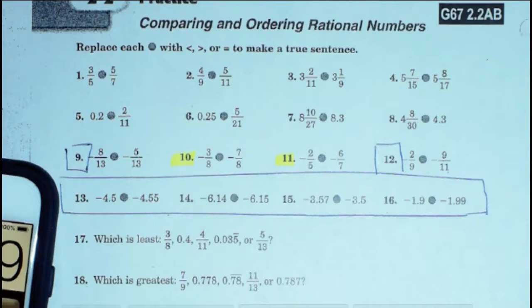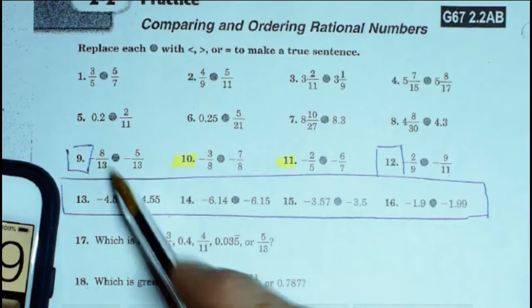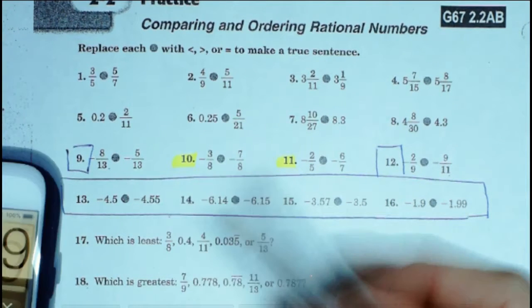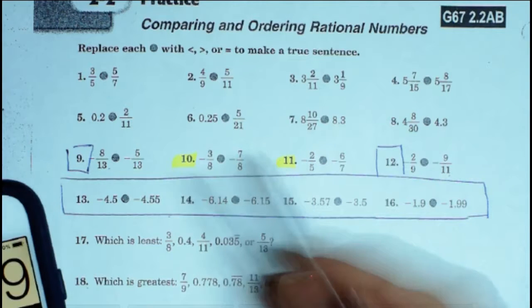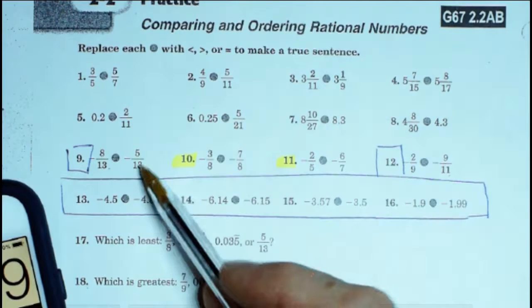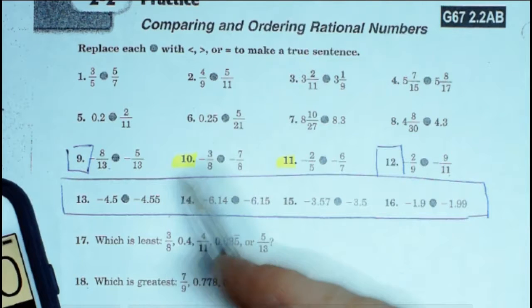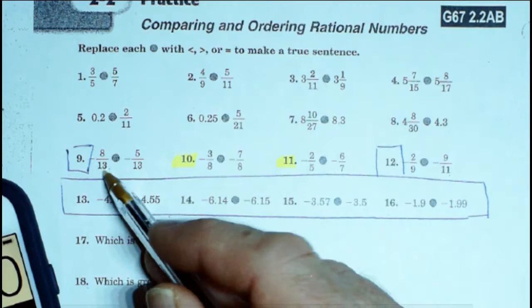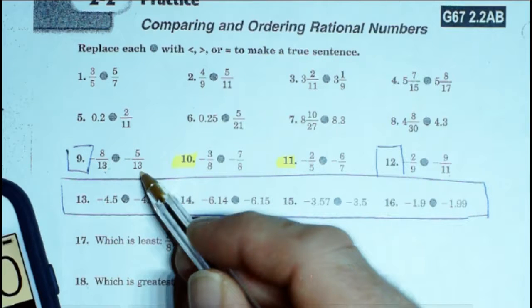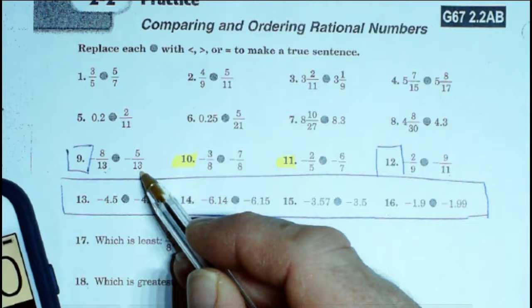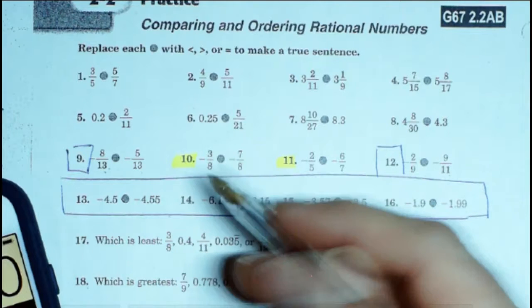This is ordering and comparing rational numbers with lots of negatives here. So let's take a look at the negatives. We've got 8/13, negative 8/13, and we're comparing that in an inequality to negative 5/13. Well, I got my calculator ready here, but really we can take a look at negative 8/13 and negative 5/13. These guys have the same denominator. So which one of these is larger? That's what we want to know.